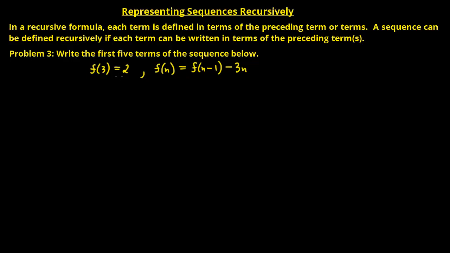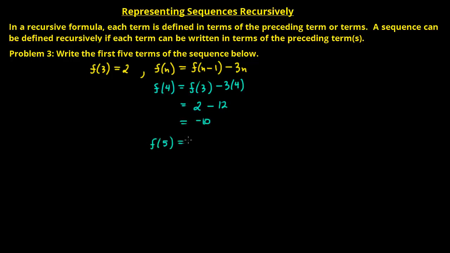So to get the fourth term and the fifth term is relatively easy because we have that f of 4 is going to be equal to f of 4 minus 1, which is f of 3, minus 3 times 4, which is equal to, well, f of 3 is just 2, and then 3 times 4 is 12, so I would just have 2 minus 12, which is equal to minus 10.